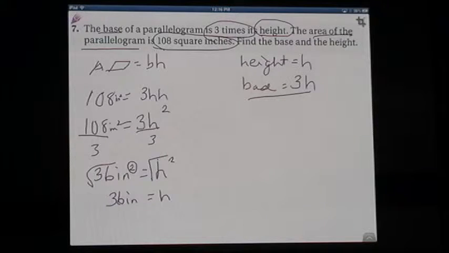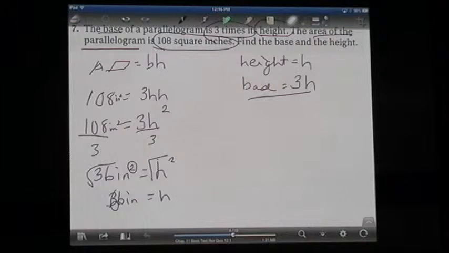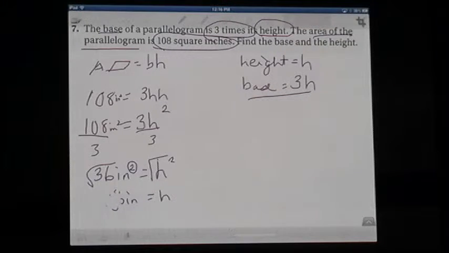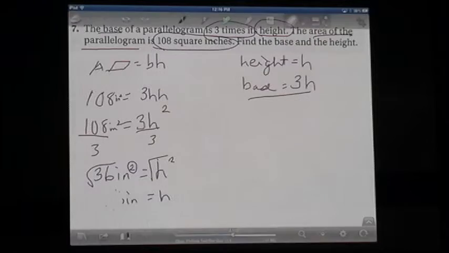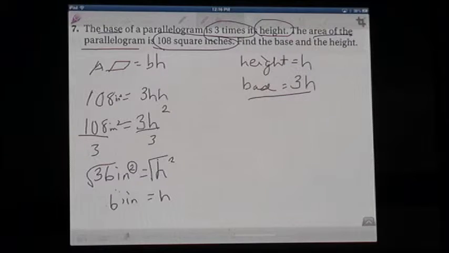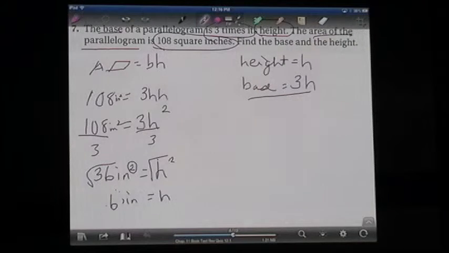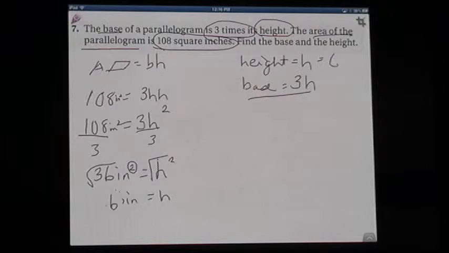Oops, I forgot to take the square root, so it's 6. Sorry. I said it, and I took the square root of the units, but I did not take the square root of the height. That's okay. Okay, so if the height is 6, then the base is going to be 3 times that, or 18. And then you can work it out and see if it works. 6 times 18 would have to be equal to 108, and it is. So you can check it.